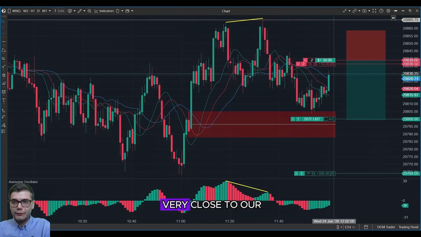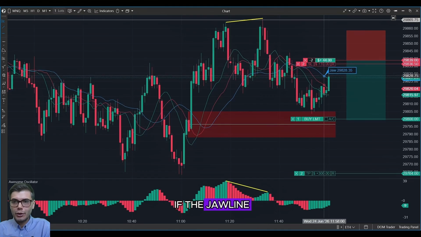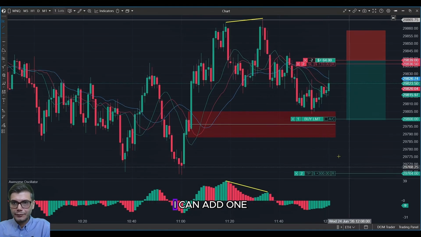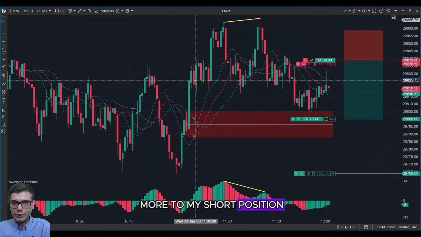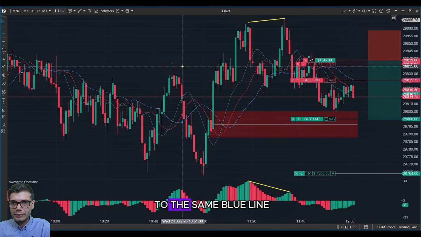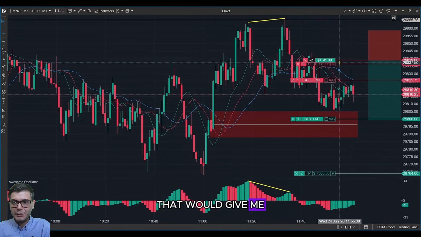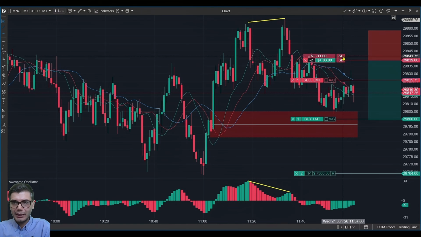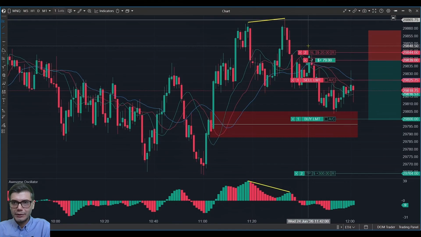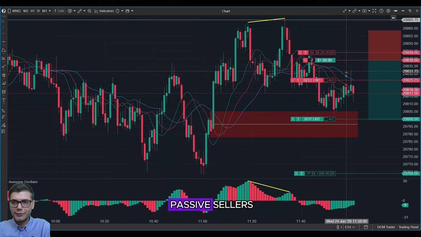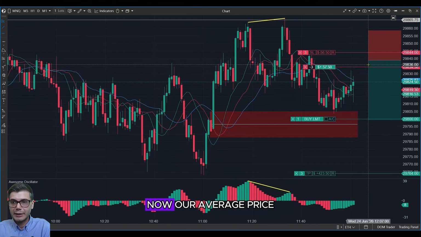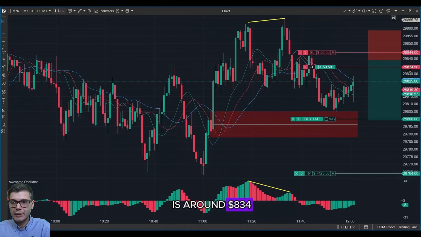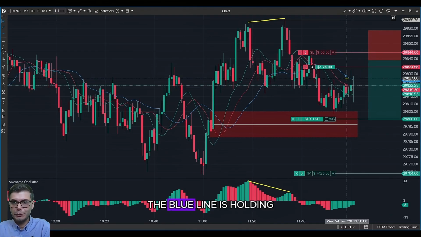The price is getting very close to our stop level. That's the blue line. Let's wait and see if the jaw line, the blue one, can hold. I can add one more to my short position. If the price returns to the same blue line, that would give me a worse entry, but I have to adjust the stop loss again and move it above the recent highs, only risking $20. There is a wick that shows we have passive sellers. That order is filled. Now our average price is around $834.